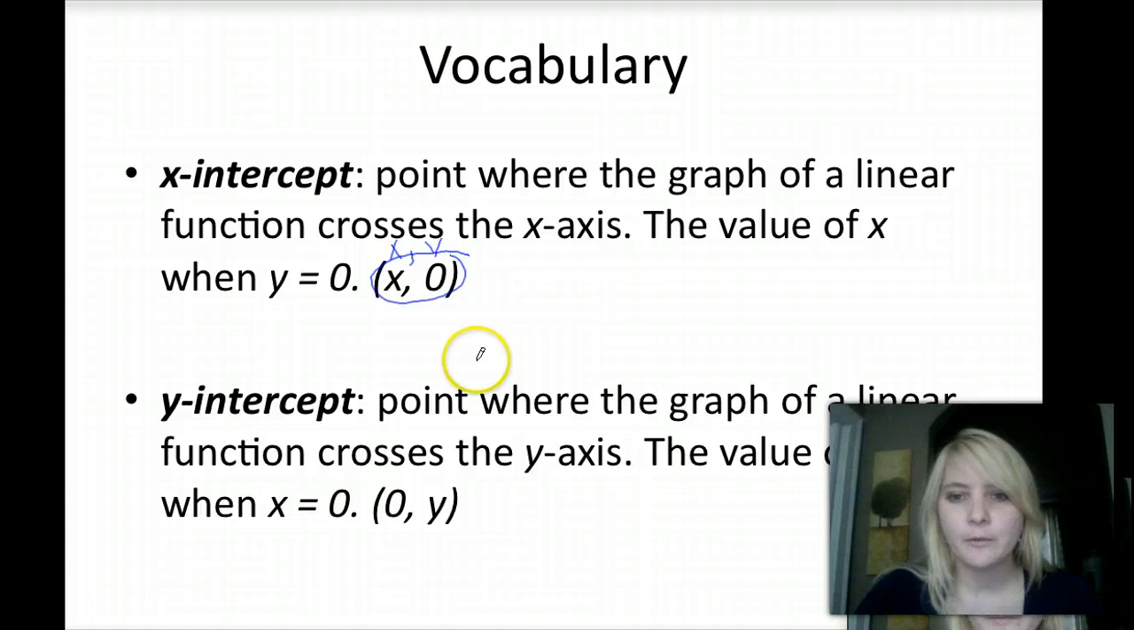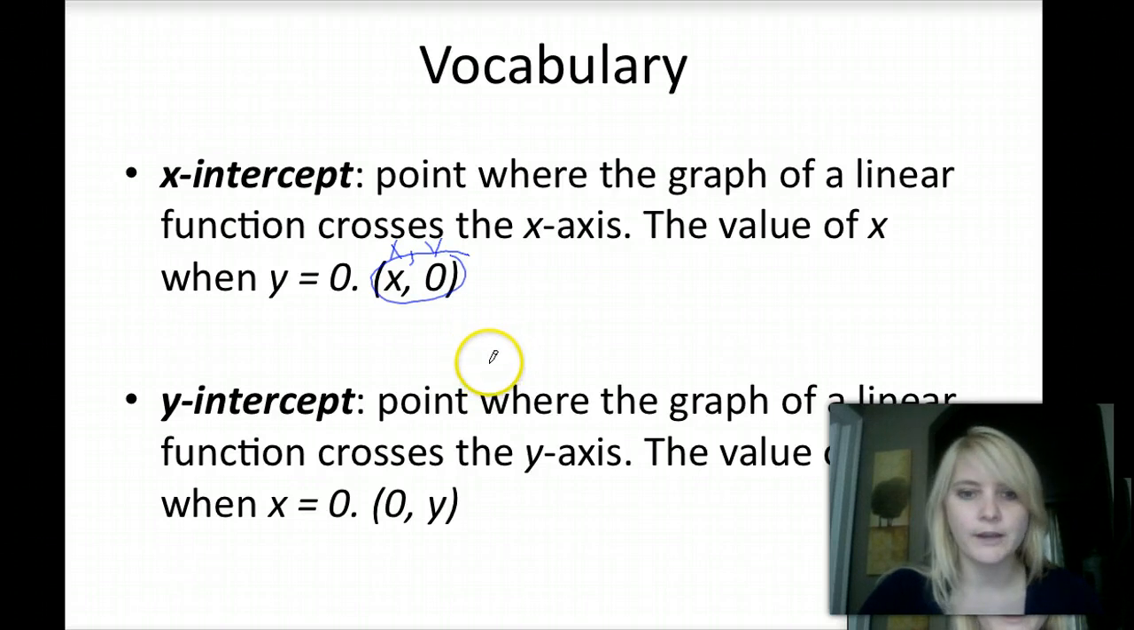The y-intercept is a point where the graph of a linear function crosses the y-axis, and this is the value of y when x equals 0. So that ordered pair will be 0, because x is 0, and then that y value.